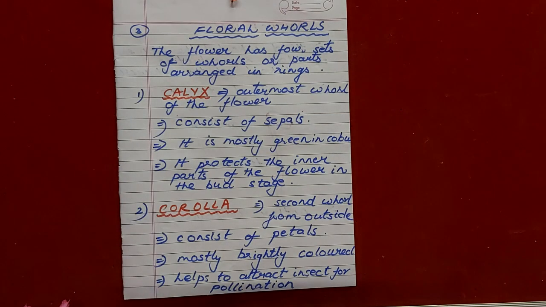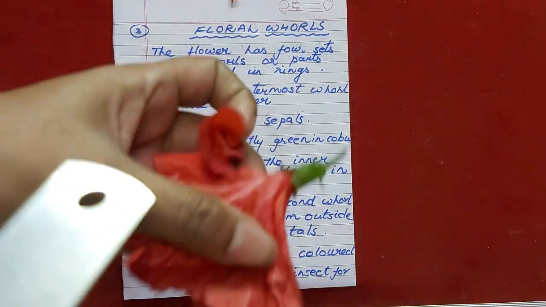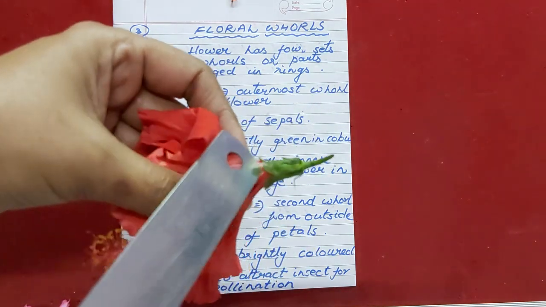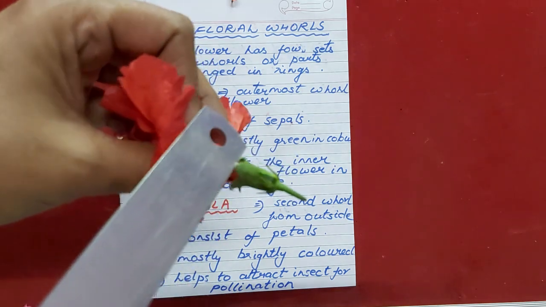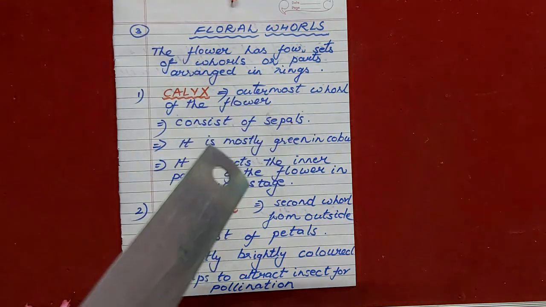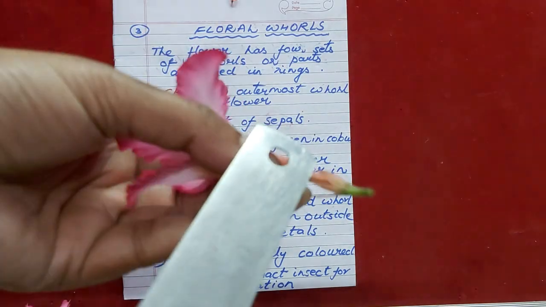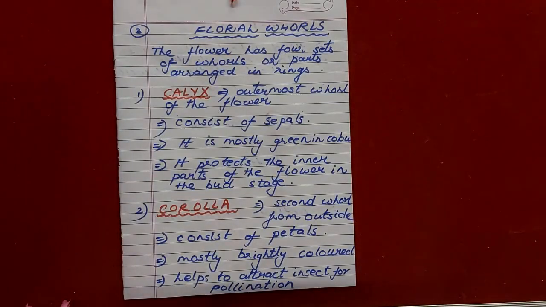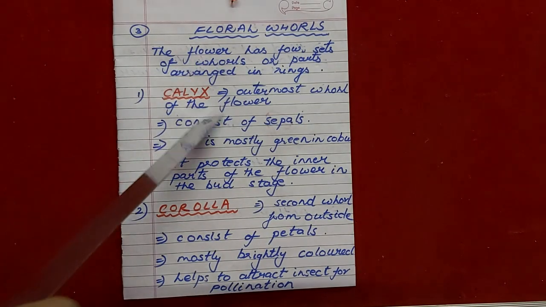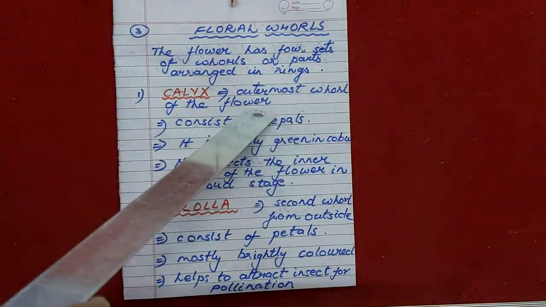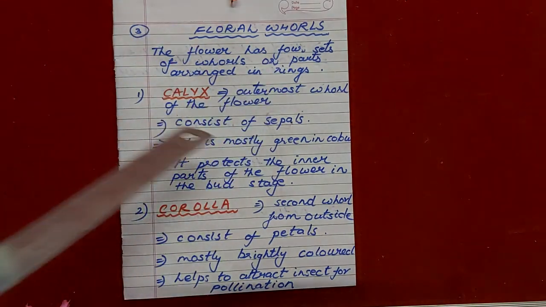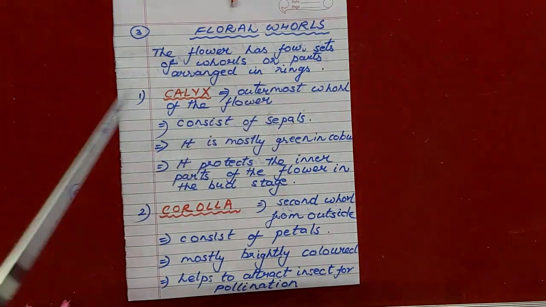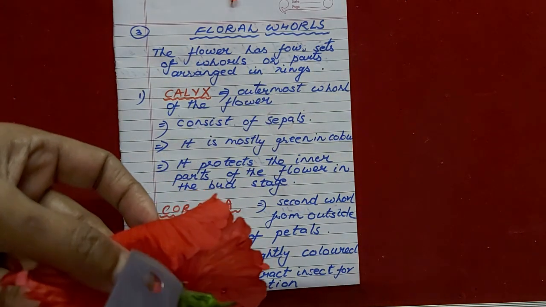First of all, we will start with the calyx. What is calyx? First you see this green color. Is it clear to you? This green color one is the calyx. In this flower also, this green color one is the calyx. So what is calyx? Calyx is the outermost whorl of the flower, or part, which is arranged in a ring.